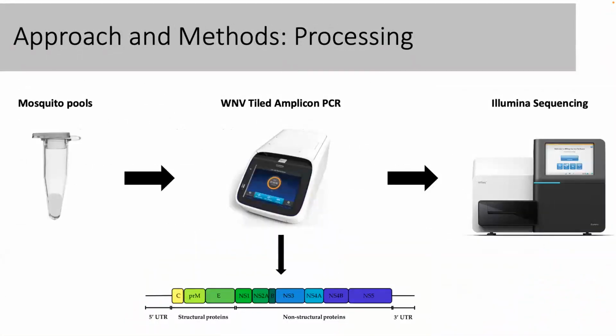And then that's when we come in. We take the positive West Nile virus mosquito pools from our collaborators. We reverse transcribe the RNA virus into cDNA, and we perform a tiled amplicon PCR approach to amplify the complete genome of West Nile virus. We then use a custom universal tail approach and sequence that on an Illumina platform.